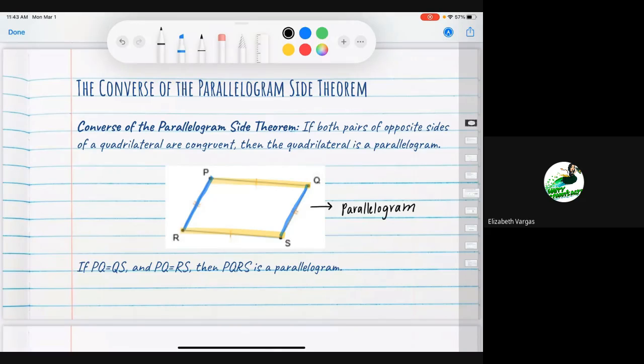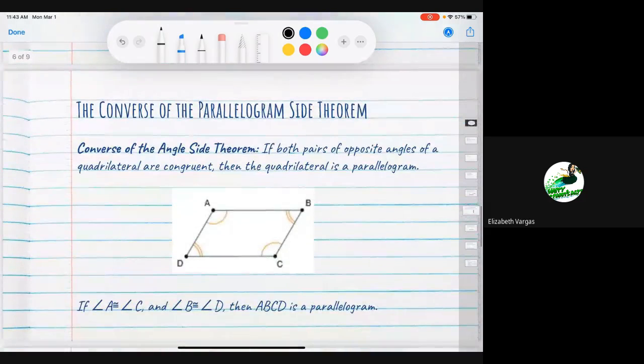Okay, so our opposite sides are congruent. So again, if this was 8, then this would be 8. If this was 10, then this would be 10. Okay? So basically what we're doing to prove that a quadrilateral is a parallelogram is taking the converse of our original theorems, which we saw on Wednesday.